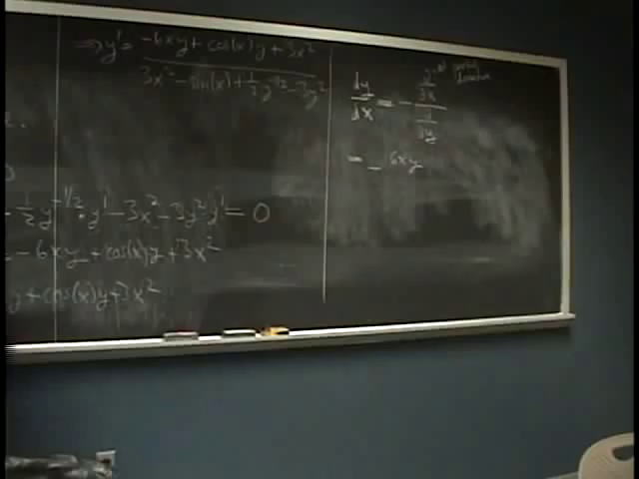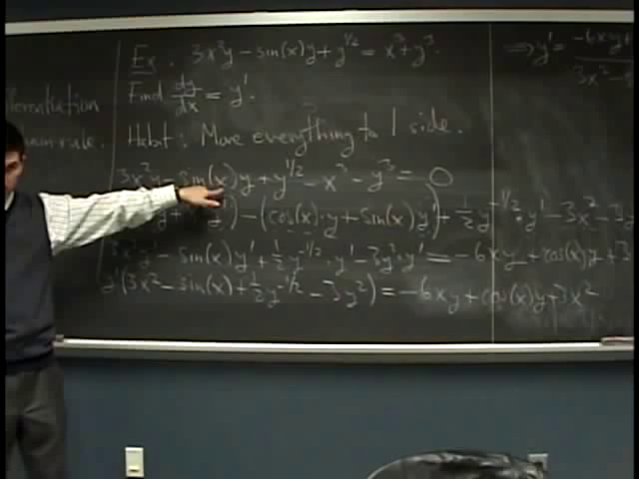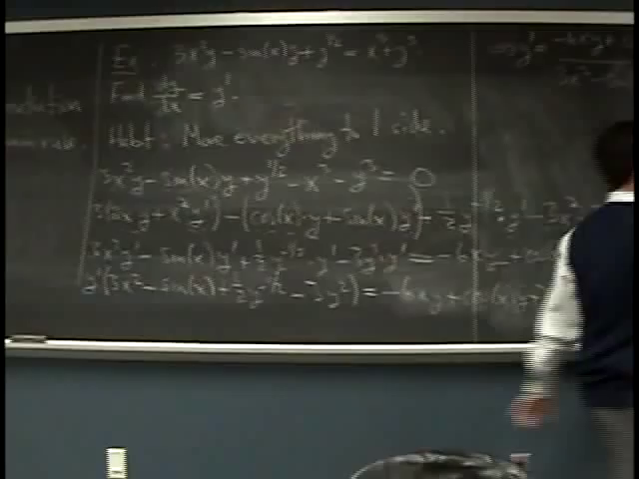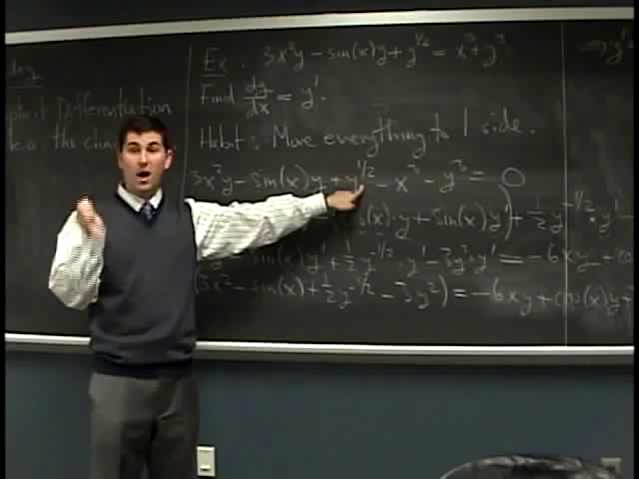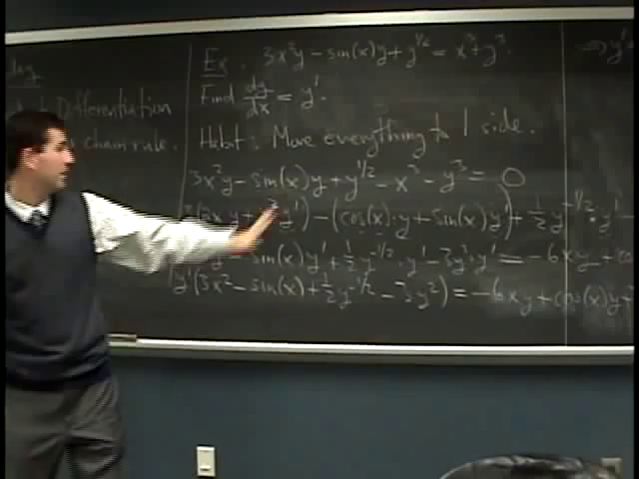Now I go to the next term. I treat the y just as a constant. It's like a 2. What's the derivative of sine of x times a constant? Cosine of x, exactly. It's cosine of x times that constant, so it would be cosine of x times y. So minus cosine of x times y. This next one, y to the 1/2. We're differentiating with respect to x, which means y is a constant. So what's the derivative? Zero. It says y to the 1/2, but it's just a constant to the 1/2, still a constant, so the derivative is zero. You don't worry about it.